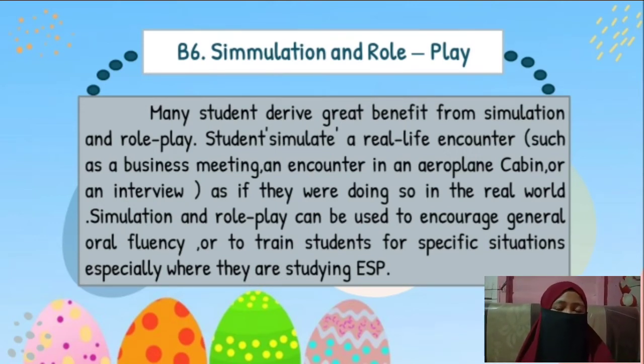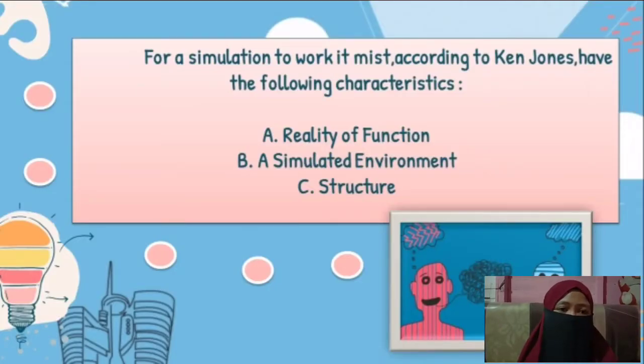Simulation and role play can be used to encourage general oral fluency or to train students for specific situations, especially where they are studying ESP. For a simulation to work, it must, according to Ken Jones, have the following characteristics. A. Reality of function. The student must not think of themselves as students, but as real participants in the situation. B. A simulated environment. The teacher says that the classroom is an airport check-in area, for example.